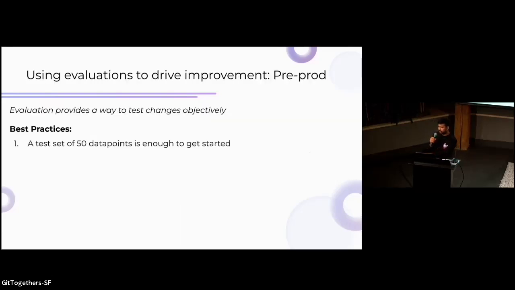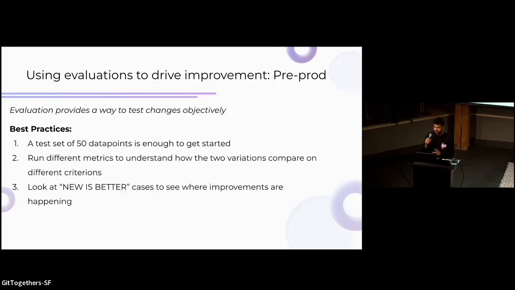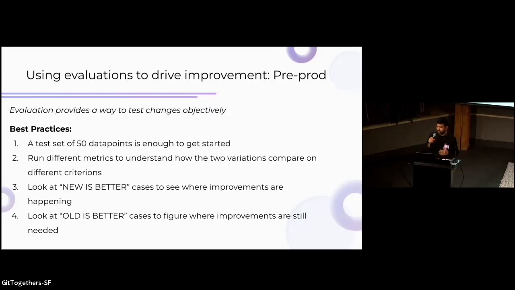So I typically think of evaluations in 2 stages. If you're doing pre-prod, like you are making an application, ideally start with 50 data points, run different metrics, and understand how your prompt experiment is working. Look at cases where the new version is better. It will give you a sense of what improvements are happening. And look at cases where the old is better. It will give you a sense of what more improvements you need to make.